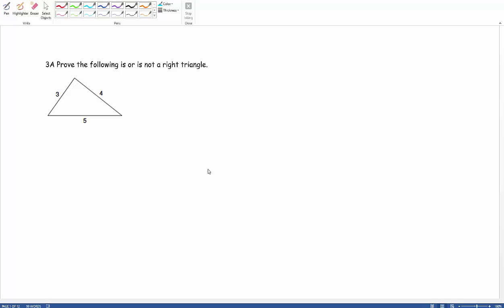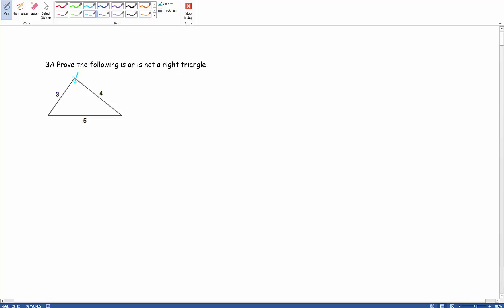Here we are at our chapter 1, target 3A. We're asked to prove that the following is or is not a right triangle. Now, in just looking at this one, it does look like it is a right triangle just because we kind of see that right angle right here.